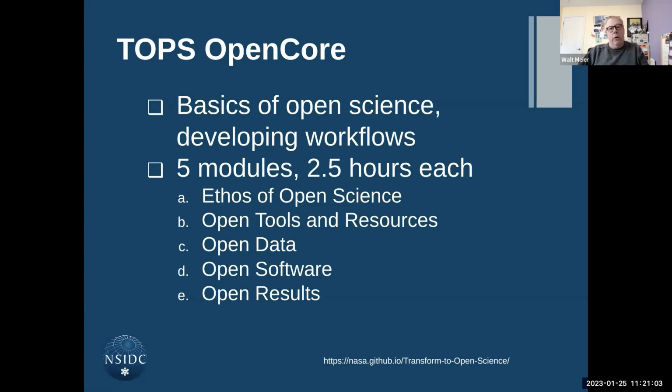So OpenCore is the TOPS main, at least initial, training and curriculum to really get people trained in the basics of open science and start developing open workflows. There are 5 modules. They're about 2.5 hours each. And each module focuses on one aspect: the ethos of open science, open tools and resources, then open data, open software, and then open results. And so each of these can be taken.